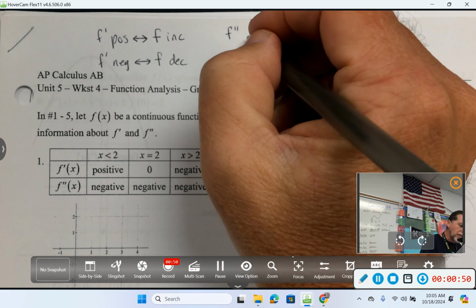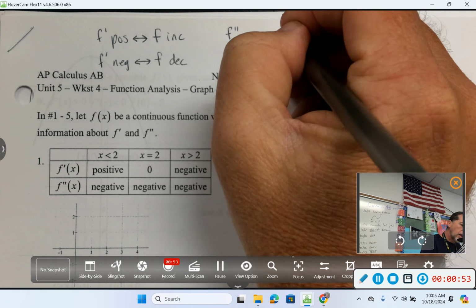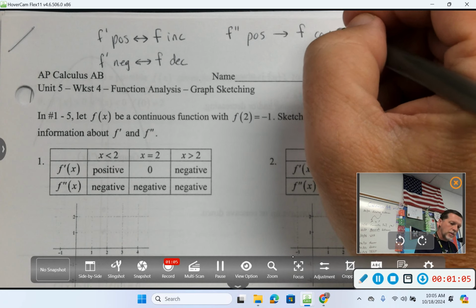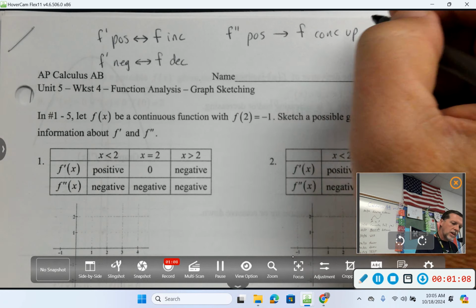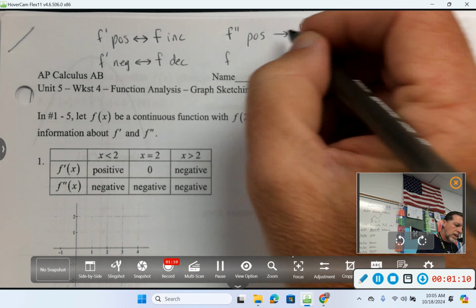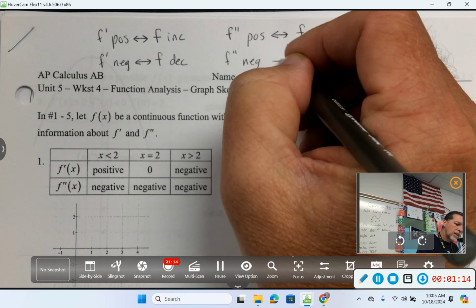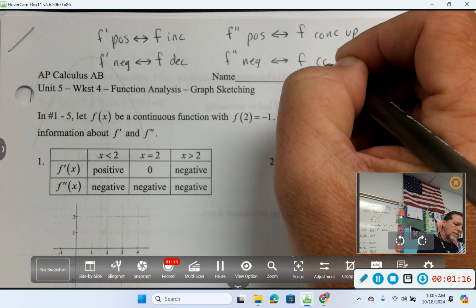The second derivative stuff, if the second derivative is positive, I can't do any hand motions with this. If the second derivative is positive, what does that mean about f? Concave up. And if the second derivative is negative, that means f is concave down.